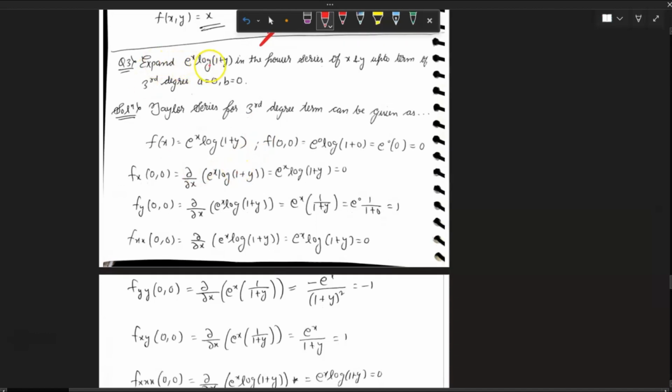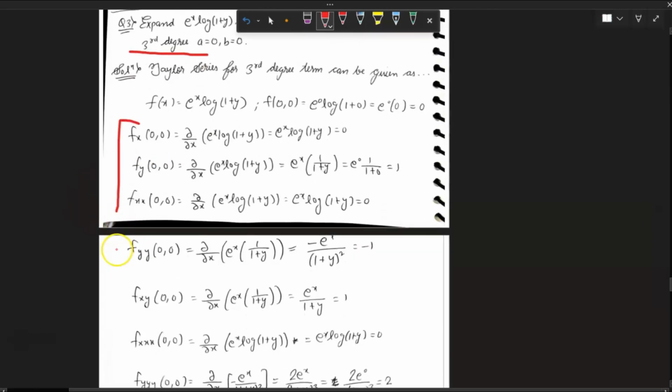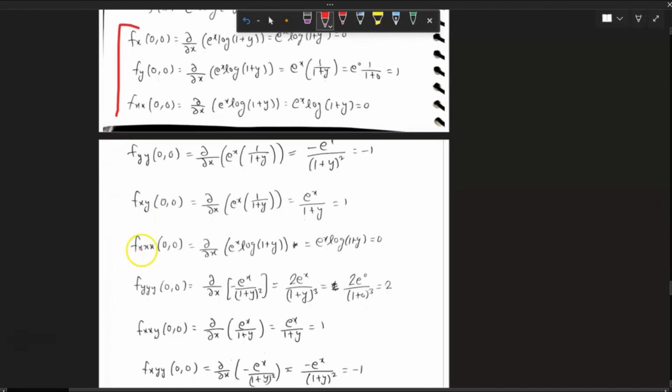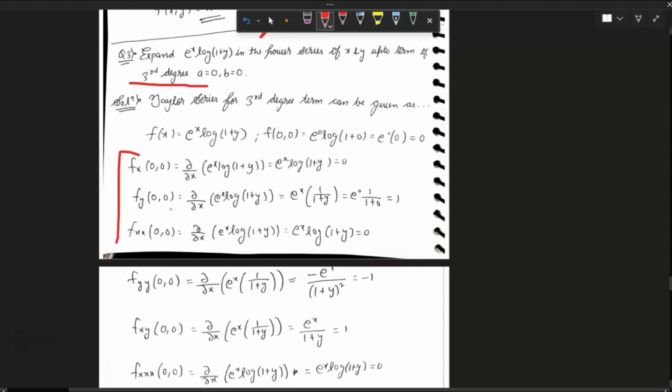Expand e raised to power x log 1 plus y in the power series of x and y up to terms of third degree. So the third degree expansion of Taylor series, you first write here. Okay, it's not written here, but you should write the third degree Taylor series expansion. Then, seeing this expression, whatever values you have to find, just find the values first. Okay, see like fx, fy, f double x, f double y, fxy, f triple x, f triple y, fxxy, fxyy. Likewise, you find the formula for all.